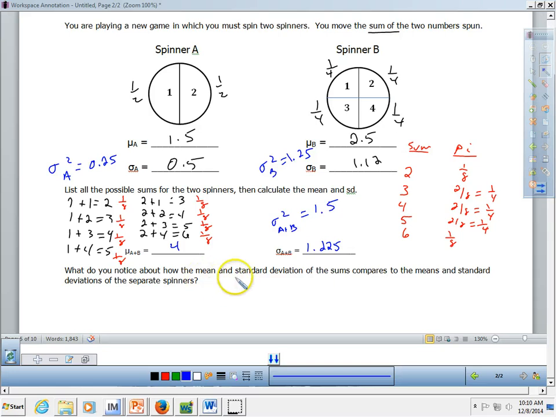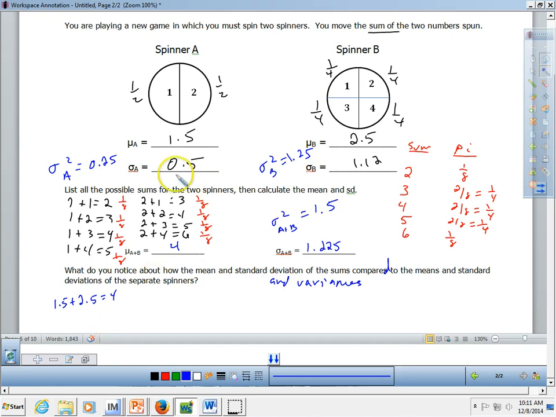Okay? Now, what do you notice about the mean and standard deviation of the sums? And I'm going to include the mean and standard deviation and variances of the sums compared to the means and standard deviations of the separate spinners. Well, again, the mean here is 4. The mean for A was 1.5, and the mean for B is 2.5. Do we recognize that all we're doing is adding those two means together? Right? So 1.5 plus 2.5 is 4.